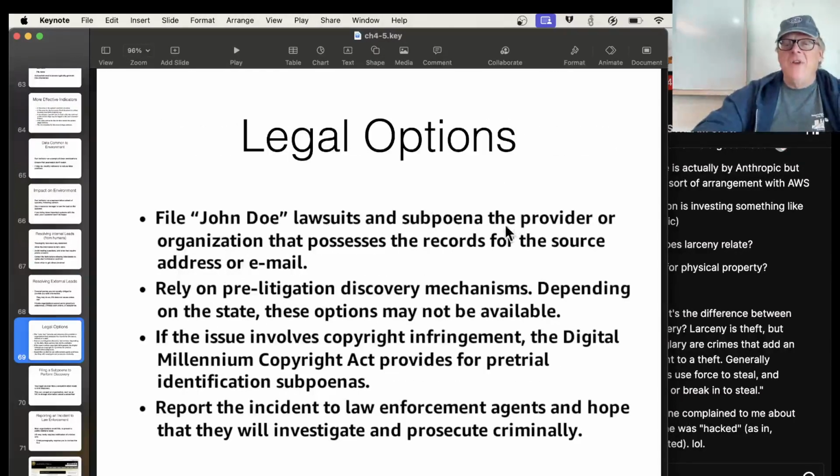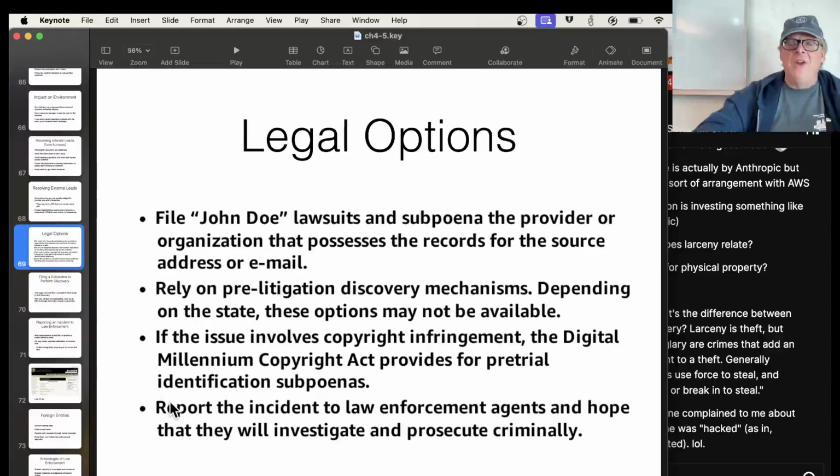And so you can file lawsuits to get the records. You can find other legal mechanisms. If you have copyright infringement, then that might give you a way in with the DMCA. And of course, the other thing is report it to law enforcement and hope they will do something. But usually this is not to your benefit. Usually they don't do anything or they do too much. You're surrendering control of the investigation. That's why involving law enforcement is something most people do not want to do. They would rather just resolve the incident quietly themselves than involve external agencies unless they have to.